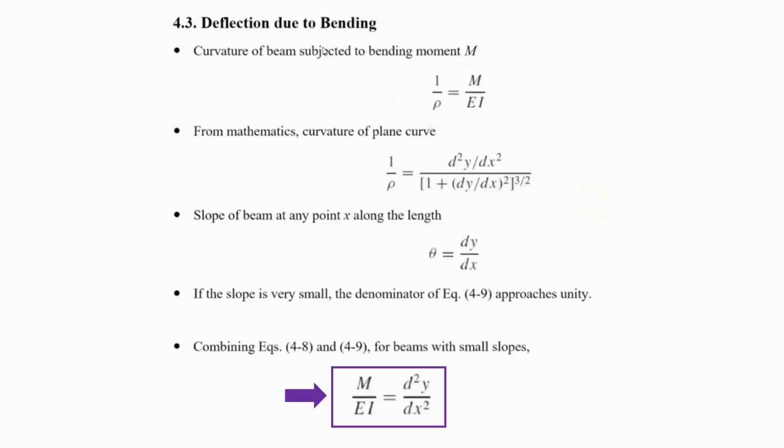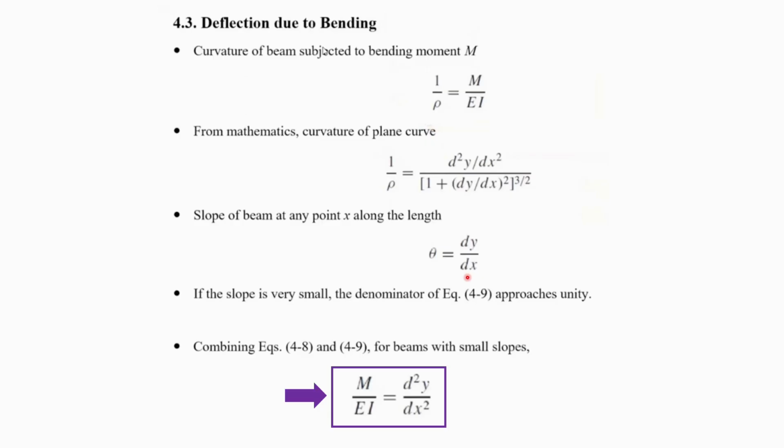The curvature of a beam, which is subject to a bending moment, can be determined by using this following formula. Rho represents the radius of curvature, M represents the bending moment, E is the modulus of elasticity, I is the moment of inertia. From math, we also know that 1 over rho can be expressed mathematically by using the following formula, and y represents the deflection here, which is a function of x, and since our beams usually subject to small deformations, the slope of the beam would be approximately equal to 0 and it would be very small.